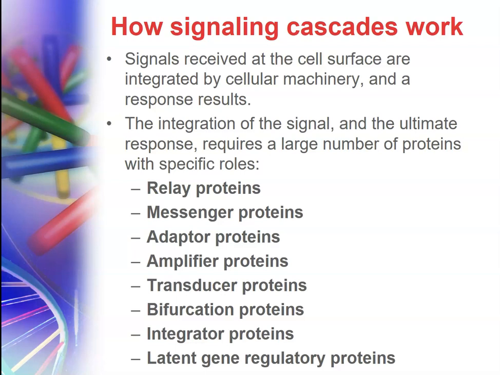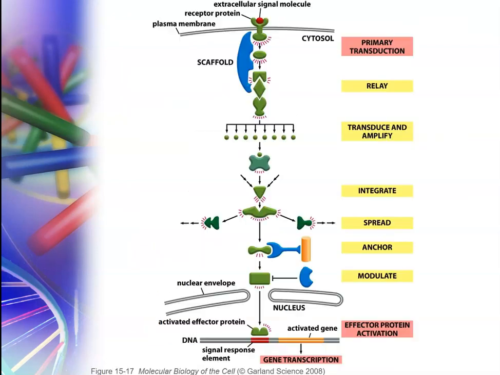So in general, the way these things work is they work by cascades. You have a signal at the cell surface, and then a large number of proteins are produced in a cascade of reactions. And they can have all of these roles. They can be relay, messenger, adapter, amplifier, transducer, bifurcation, integrator proteins, or latent gene regulatory proteins. So there are all kinds of different possibilities.